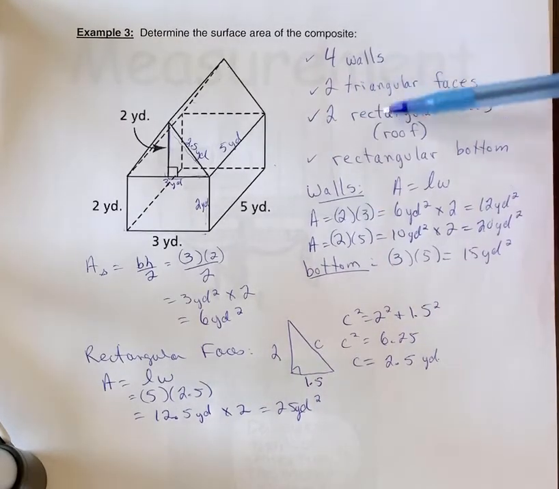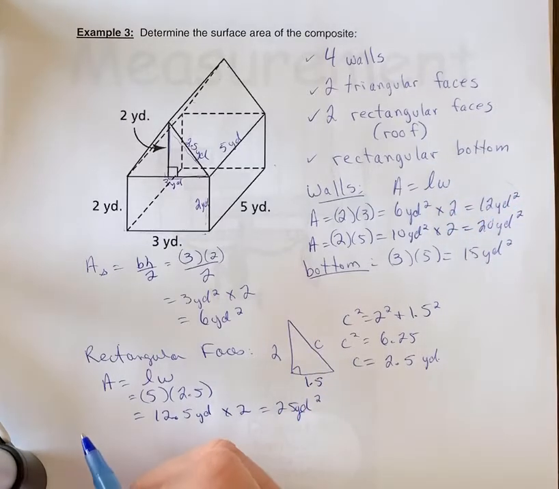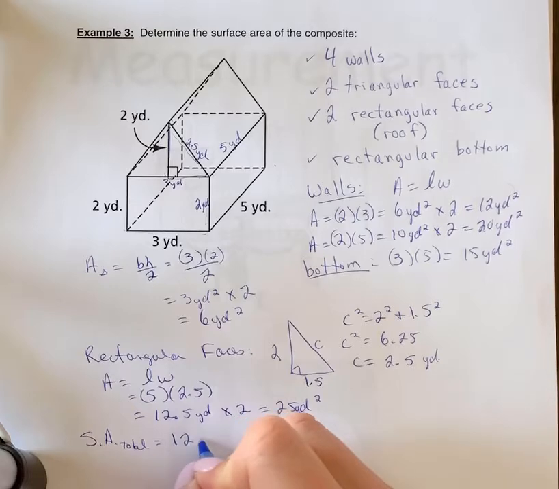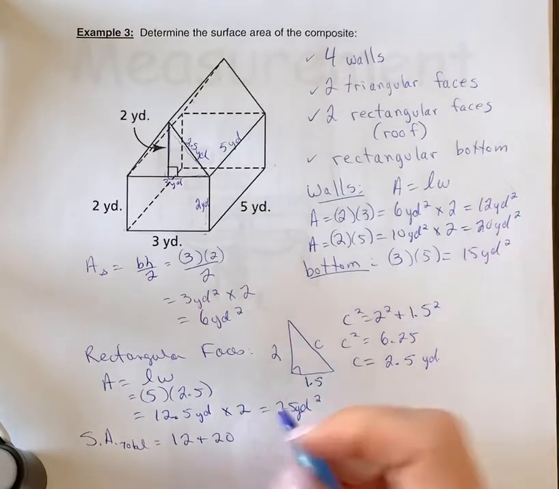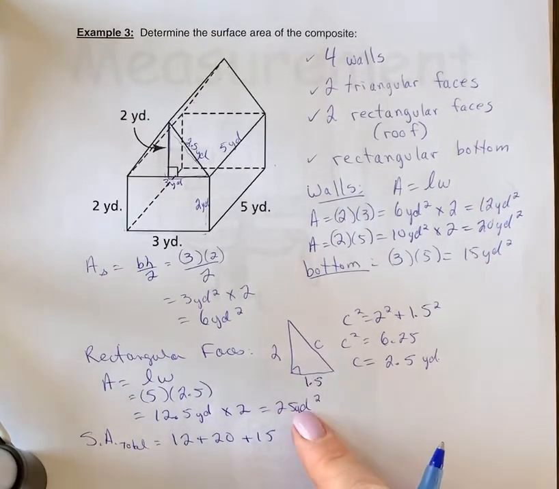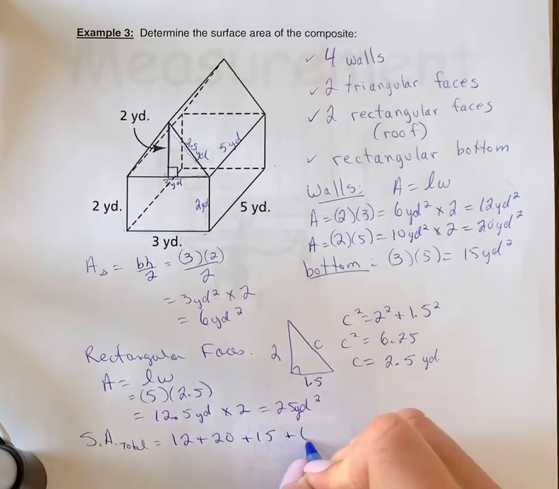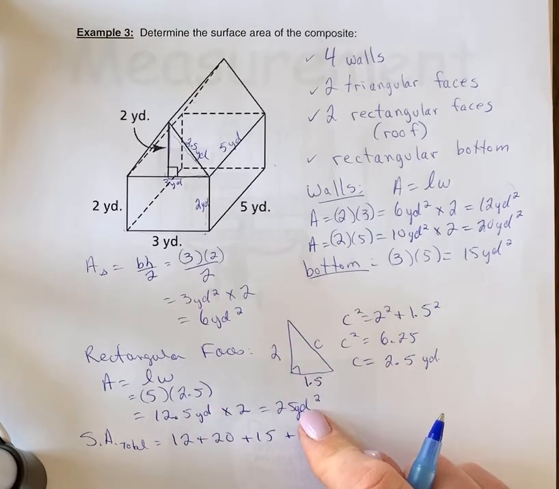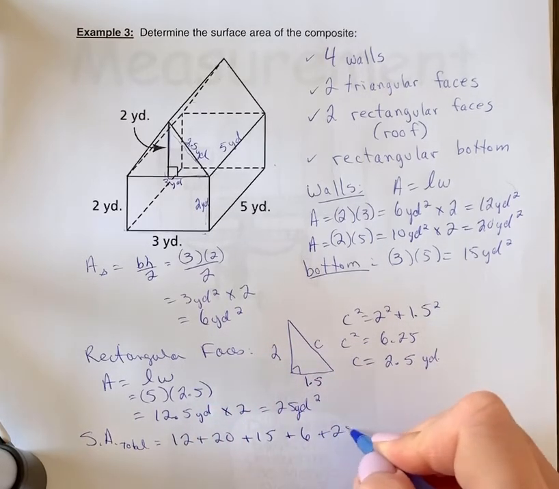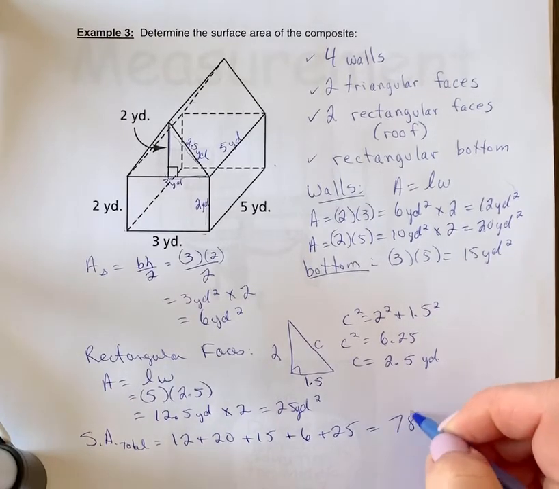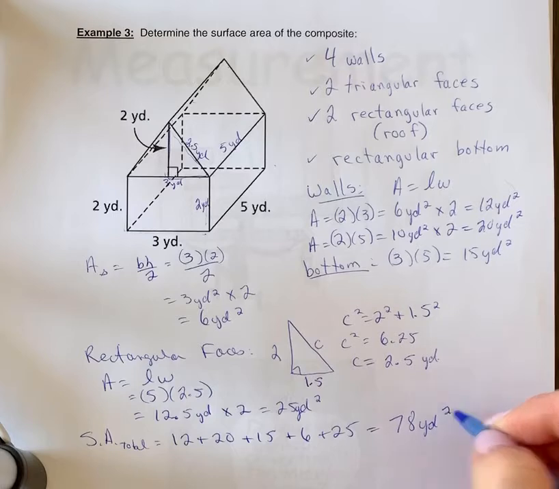So we got this done. We now have to add up all of these. So the total surface area, I'll just say total here, is the walls, so the 12 plus the 20. So 12 plus 20, plus the bottom, plus my triangular faces here, so plus 6, and then plus my rectangular faces here, plus 25. So you're going to put all of that in and calculate that, and you get 78 yards squared.